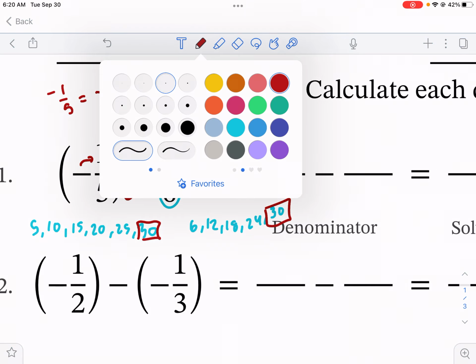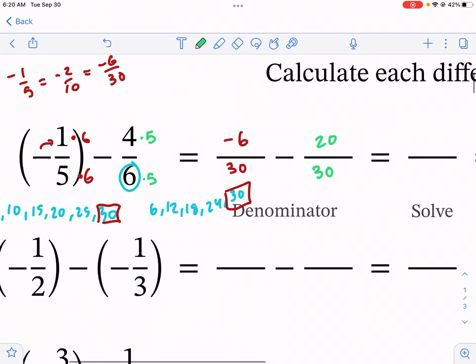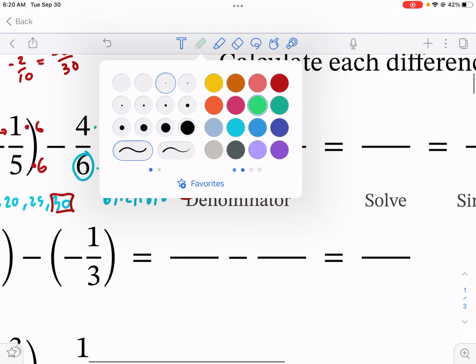Now let's consider the negative 4/6. What do I multiply 6 by to get to 30? Well, I multiply that by 5. So I get 30 there. And so I also have to multiply the top by 5, which is 20. So 4 times 5 is 20. So I have negative 6 over 30 minus 20 over 30. And now I can do this problem.